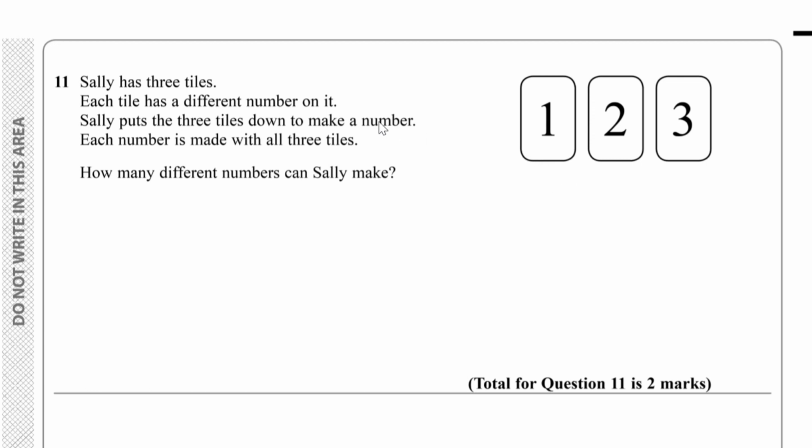Question number 11. Sally has 3 tiles. Each tile has a different number on it. She puts the 3 tiles down to make a number. Each number is made with all 3 tiles. How many different numbers can Sally make?